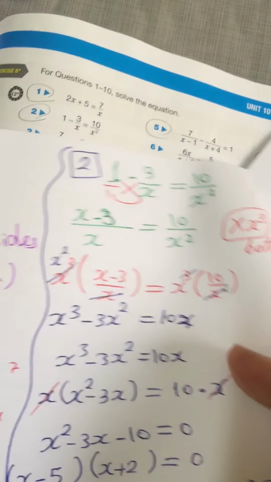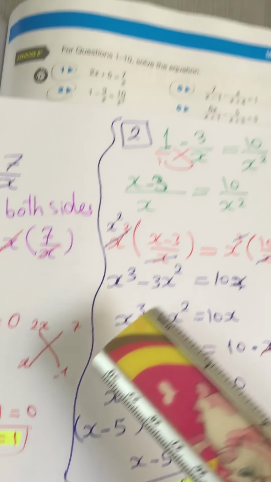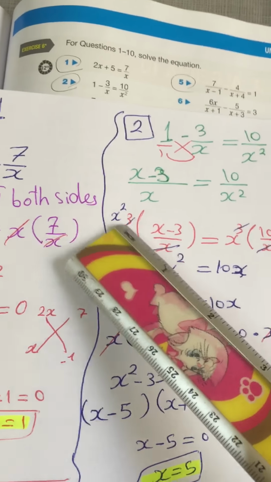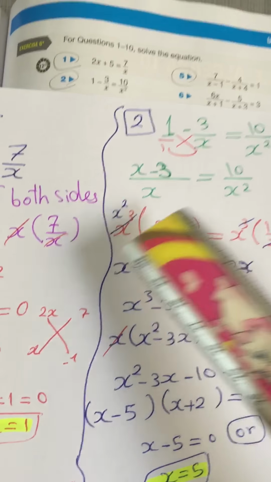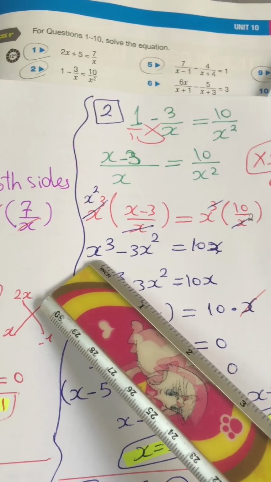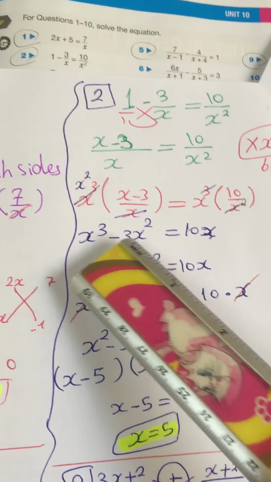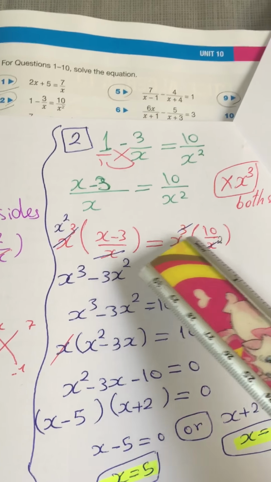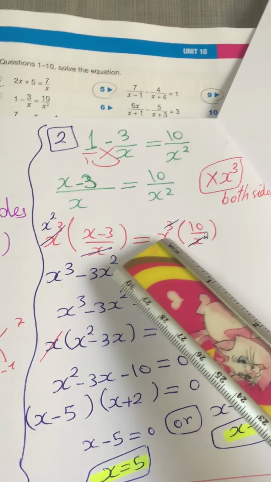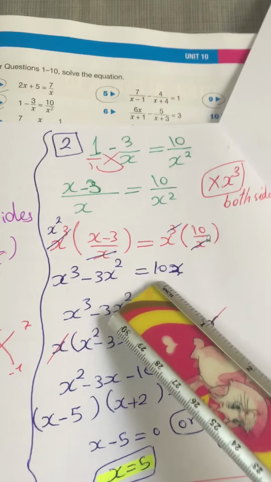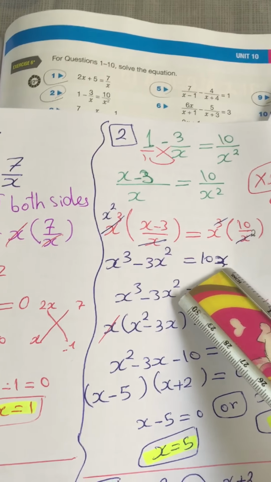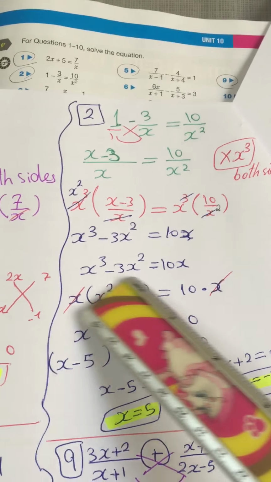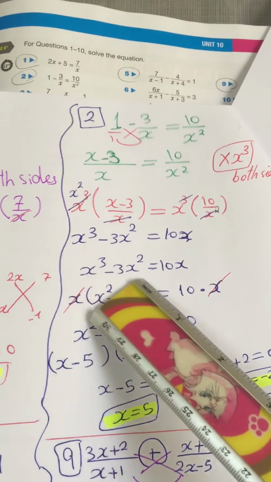Now I'll simplify. X cubed divided by x equals x squared. I'll add the powers, so x squared multiplied by x equals x to the power 3, and x squared multiplied by negative 3 equals negative 3x squared. Here I cancel x squared with x squared, and what's left is just x multiplied by 10, so I have 10x. Now x cubed minus 3x squared equals 10x. I'll take a common factor from this expression, which is x.